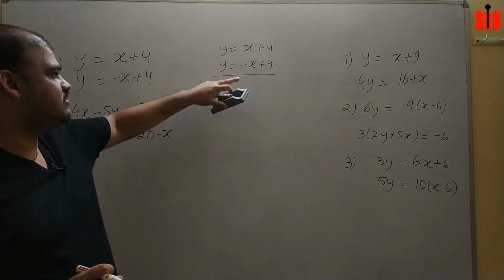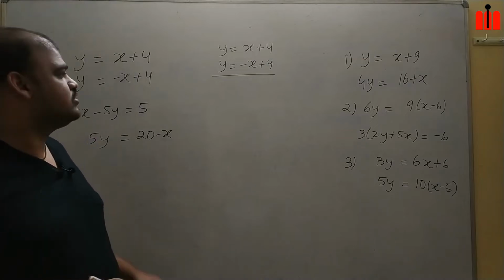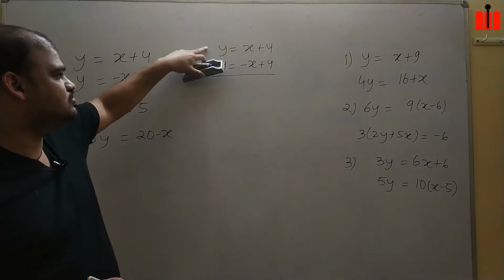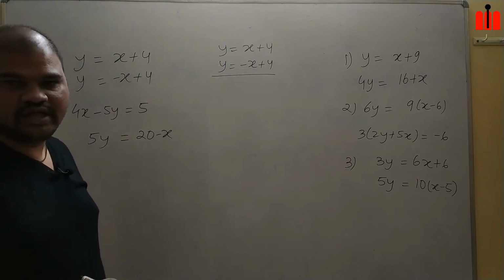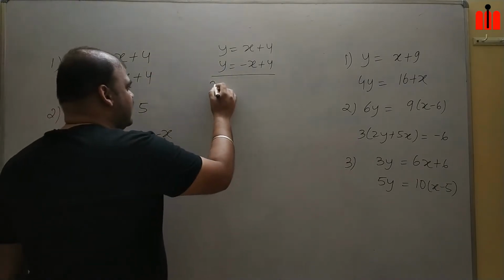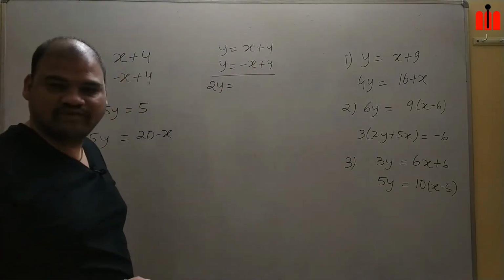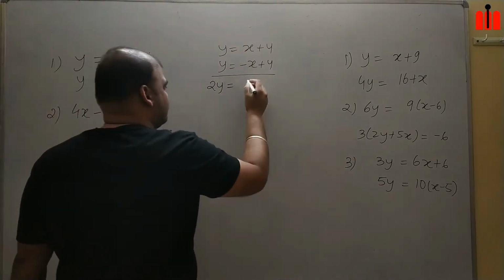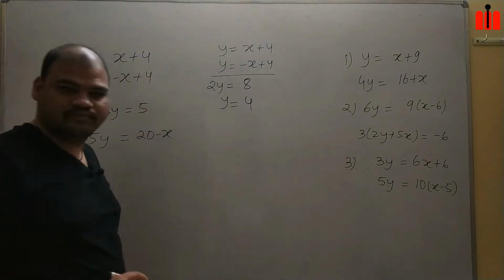So in elimination what will we do? We will try to eliminate one of the variables. We will add these two equations. Then I will get 2y equal to minus x plus x will become 0, and 4 plus 4 will become 8. So y will be equal to 4.